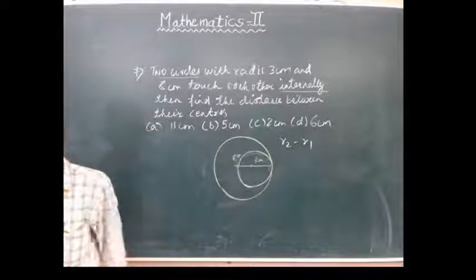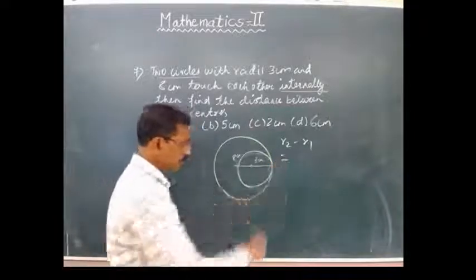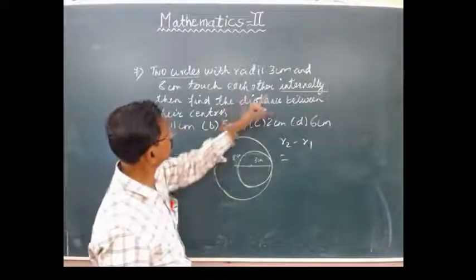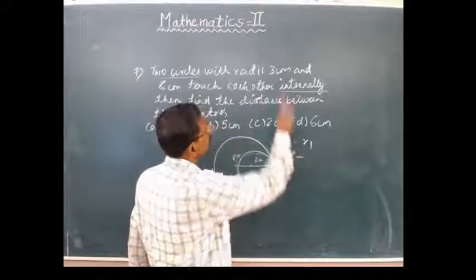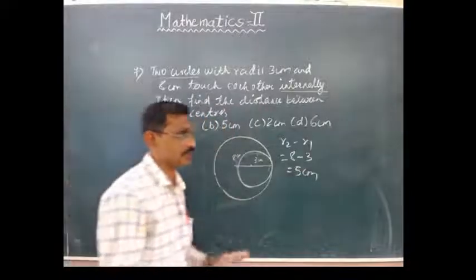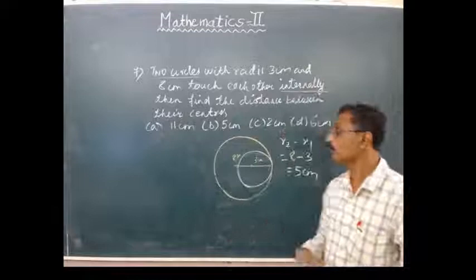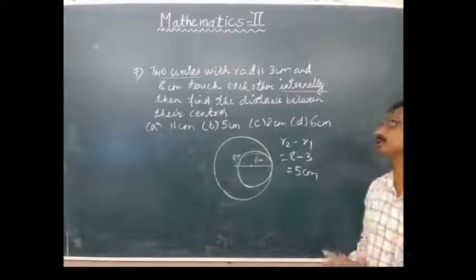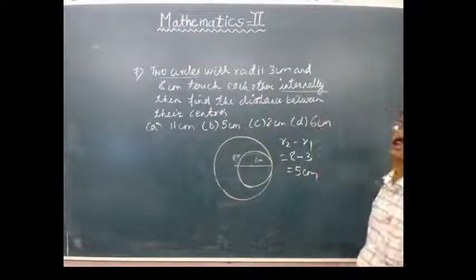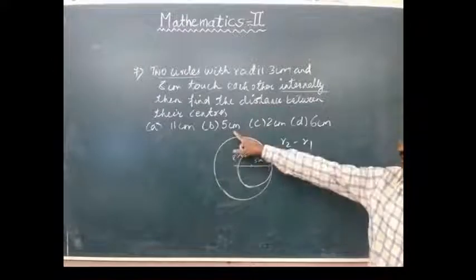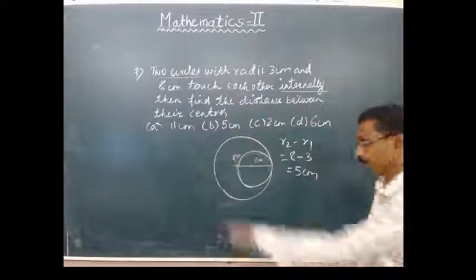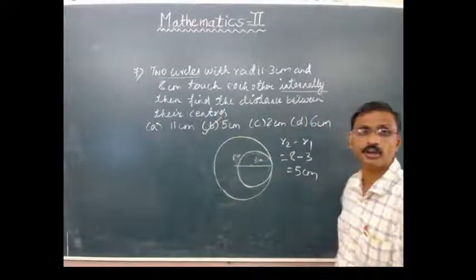And what is R2 given to us? R2 is greater than R1. You cannot say R1, because R2 is the bigger one. How much is R2? 8 centimeter. 8 minus 3 is equal to 5 centimeter. We have got 5 centimeter as the answer. But let us check whether 5 centimeter is correct or not. Our first option 11 centimeter, 5 centimeter, 2 centimeter and 6 centimeter. Our answer matches with option B. That means option B is the right one, so we will mark option B.